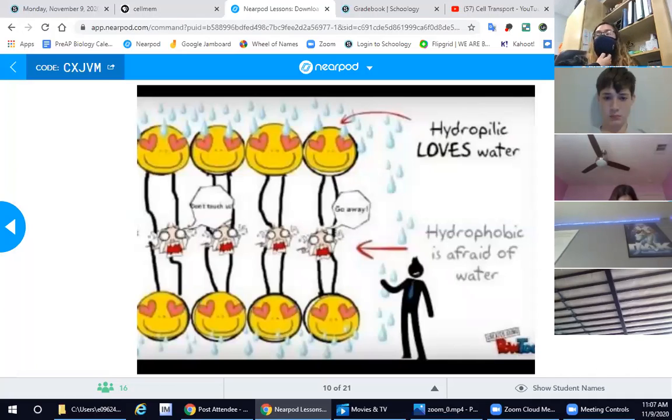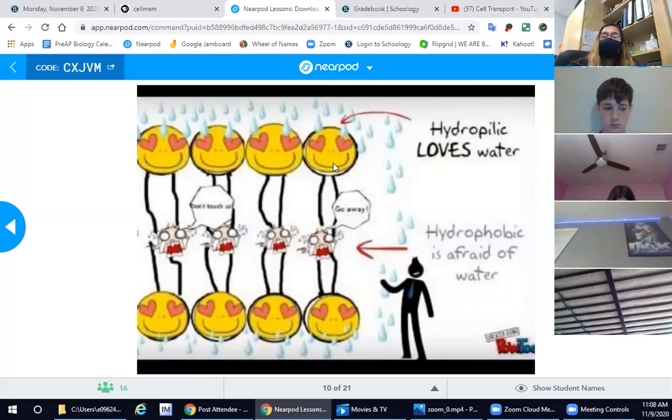So we say that the cell membrane is a phospholipid bilayer. That means it's a double layer of lipids. And if you remember, lipids are fat molecules. So the phospholipids have phosphate heads. These are the top parts, the outer parts of the membrane.